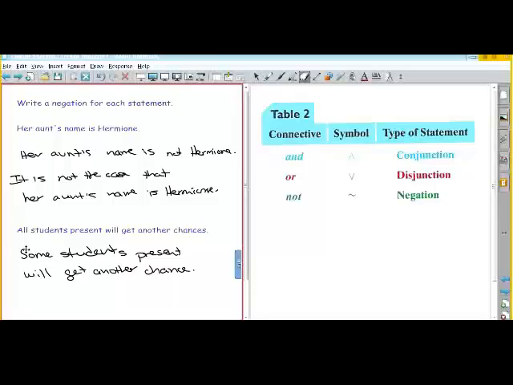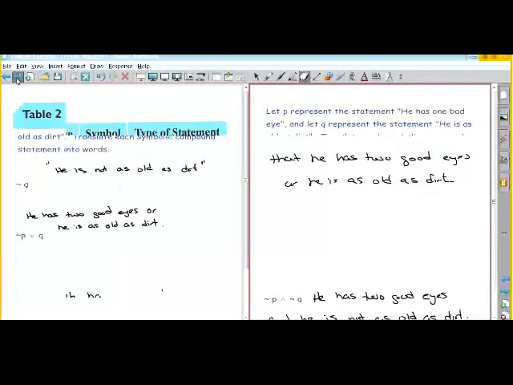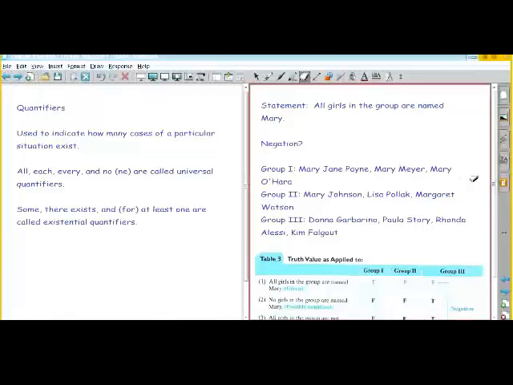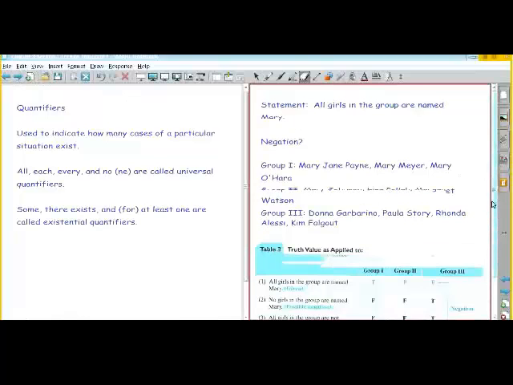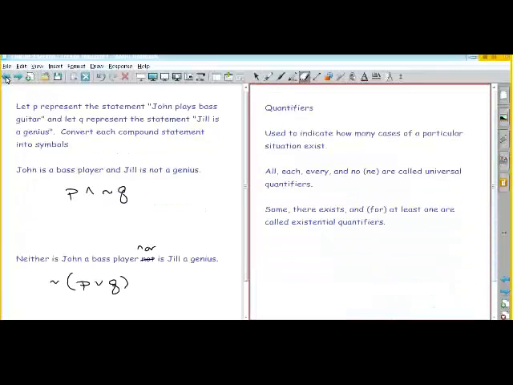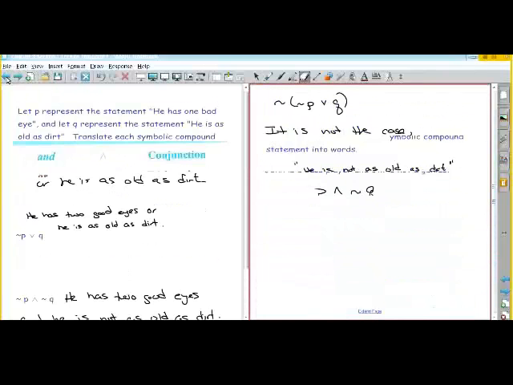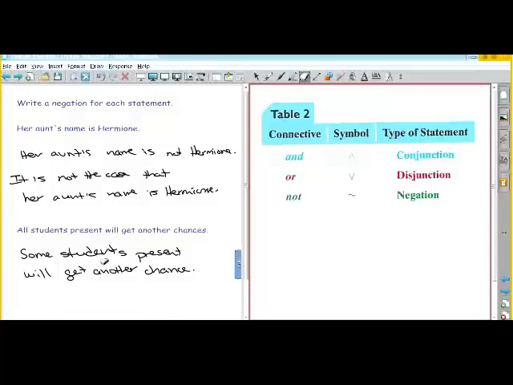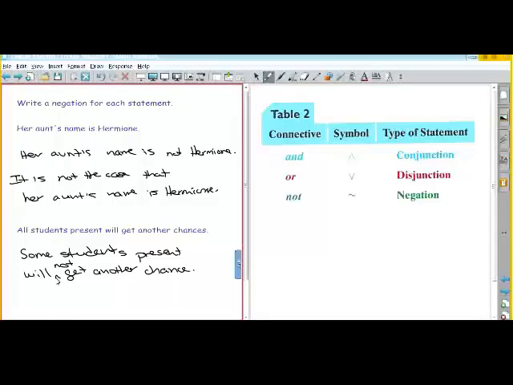Yeah, I'm not sure if I agree with that. Let's go back to make sure I didn't do this. It's bothering me a little bit. Oh yeah, that's not right, because this has some girls in the group are not named Mary. So there's a not, there's a some, and then there's a not. So that does not work. Some students present, I guess we could probably say some students present will not get another chance. That doesn't make sense. Okay.